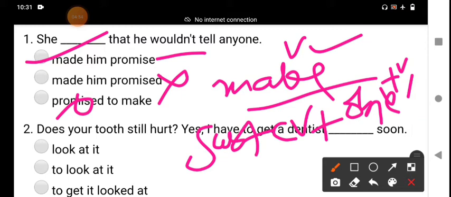This is the past tense. She made him. Him is an object place. We should use an objective pronoun, either a person or a thing. Structure is subject plus causative verb plus object. This is the object place, we should not use he. She made him promise, V1, bare infinitive, not to infinitive. She made him promise that he wouldn't tell anyone. That is the right answer, my dear students.